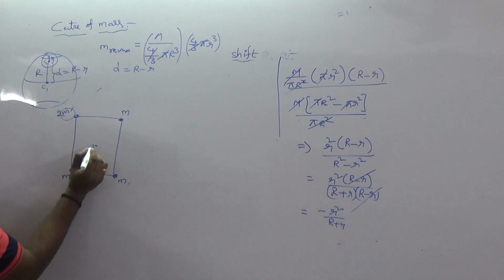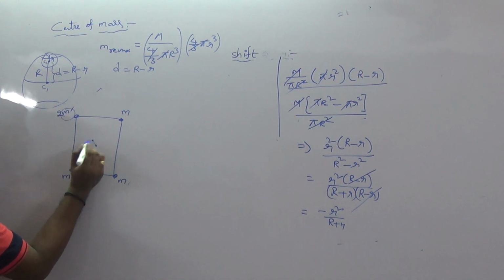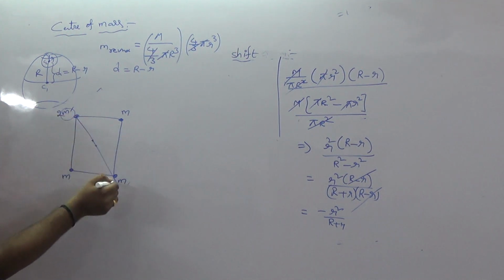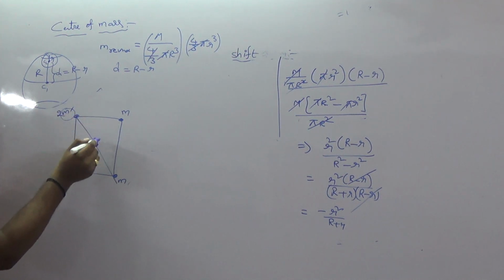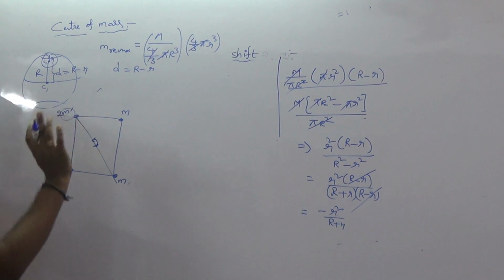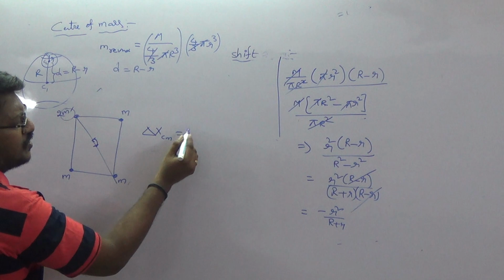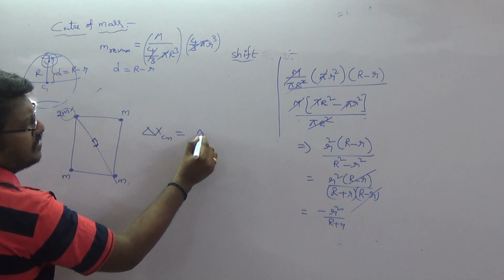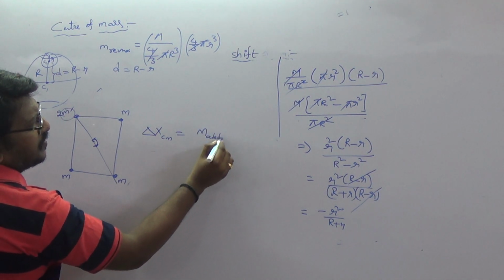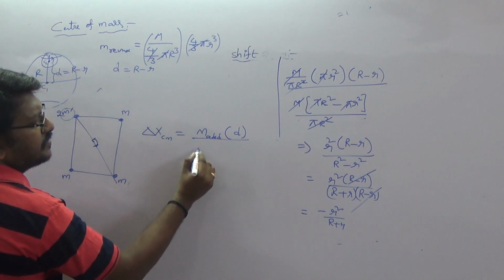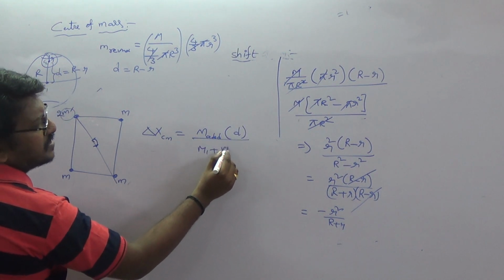the center of mass shifts like this, because there is more mass on this side. So, with respect to this diagram, the center of mass shifted from here to here. What is the shift in the center of mass? Same concept: delta XCM is equal to the added mass into D, divided by M1 plus M2.